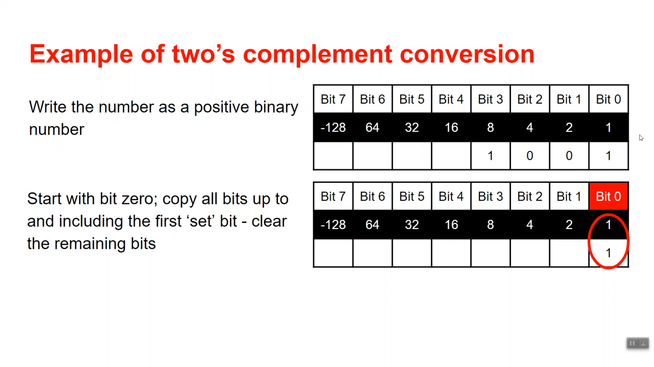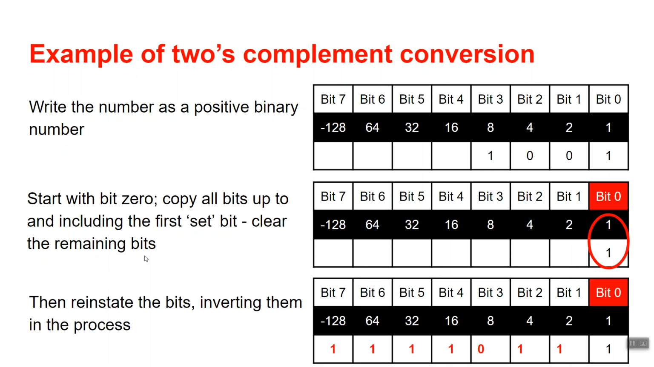If you look at this, if we start from the right and move left, the first bit, bit 0, is 1. It is set. So we take that one and we just get rid of all of the other bits for the moment. We just clear them. We're going to put them back, but for the moment we just clear them. And then we reinstate them, but we invert them, we switch them about.